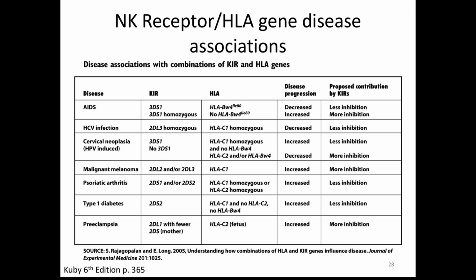You can see some of these here. So with HIV, if you have this one receptor called 3DS1, and you have this particular HLA type, then you're going to have decreased disease progression. And so it does seem like your NK receptor is also quite related to disease outcome. But again, there's a lot that we don't understand about how all of this completely works.